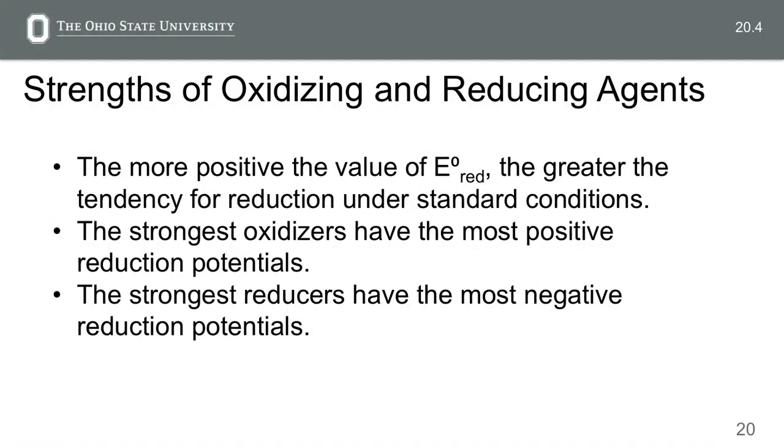Our reduction potential table, as written in the textbook, shows that species higher up are going to undergo reduction more readily. Now, keep in mind the term oxidizer or oxidizing agent. That's something that is reduced, and those have the most positive reduction potentials. The strongest reducers or reducing agents have the most negative reduction potentials. So those are sort of the trends.